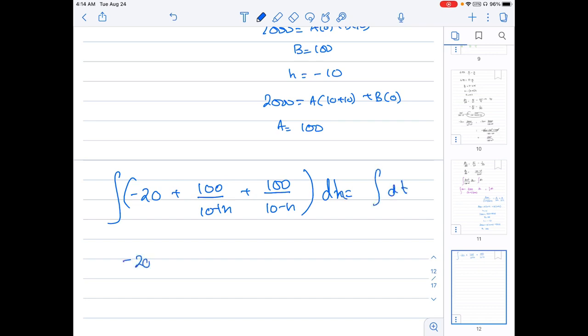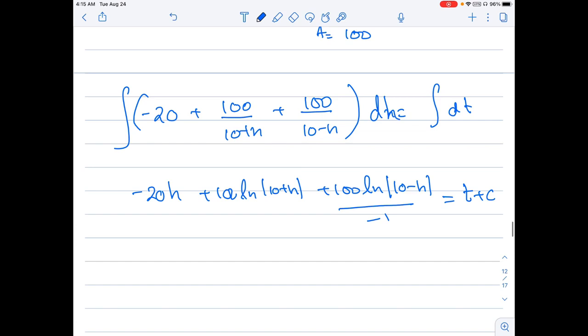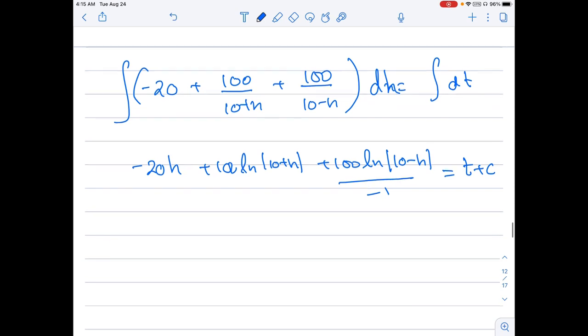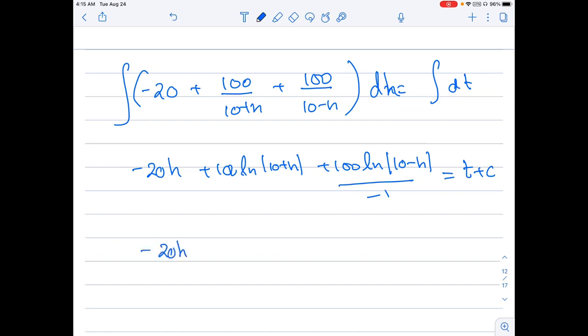Now minus 20 integral is 20h, 100 ln 10 plus h, plus 100 ln 10 minus h, but don't forget to divide by minus 1, is equal to t plus c. So I got the integration. But before that, first let us simplify it so that it becomes easy. Minus 20h plus 100 ln 10 plus h minus 100 ln 10 minus h is equal to t plus c.